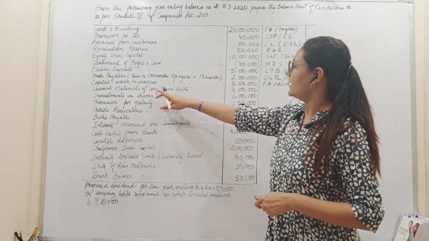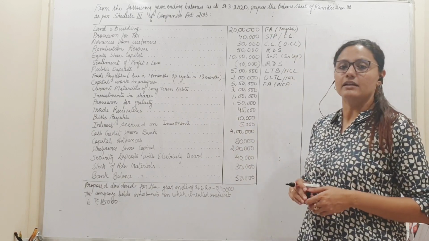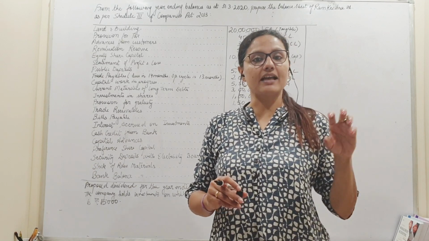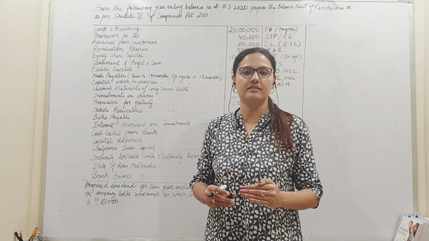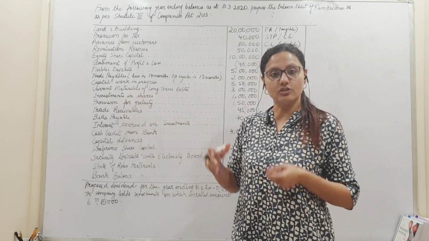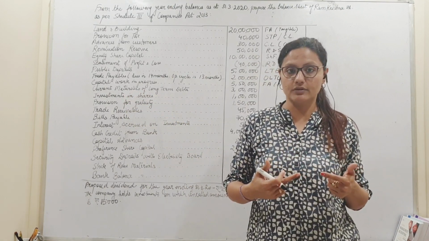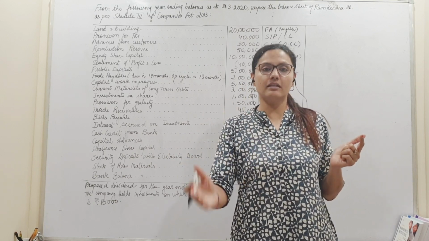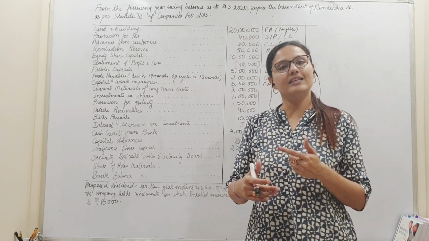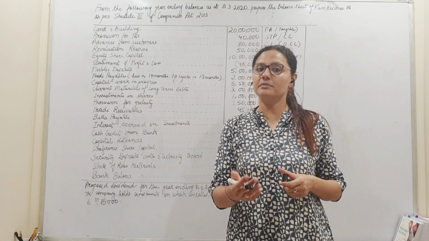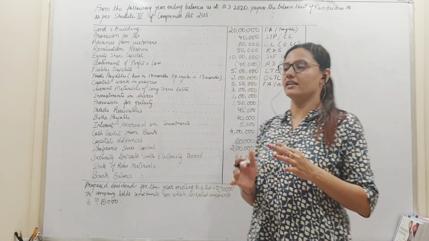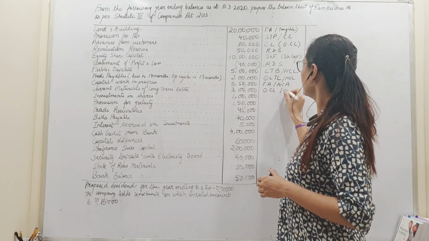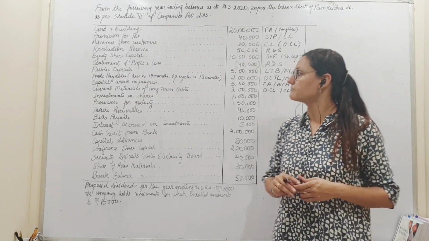Clear? Then current maturities of long-term debts. There are certain long-term debts, but part of it has to be paid in the immediate future within 12 months. That's why they are called current maturities. Now they have become payable. Okay, maybe I had taken a loan for 5 years, but a part of it has to be paid in the coming year. Okay, so we need to treat it as a current liability and of course an other current liability because it will not fit into any other thing. So other current liability under current liability.